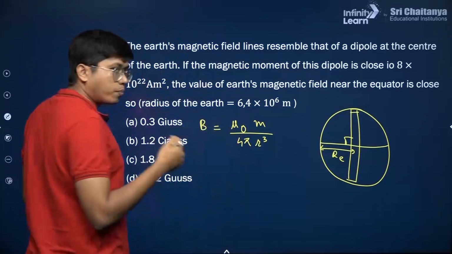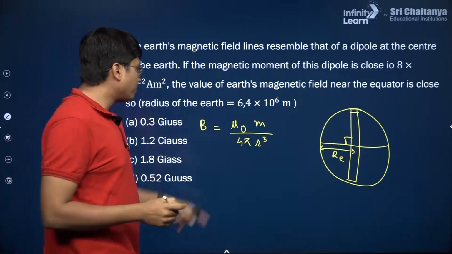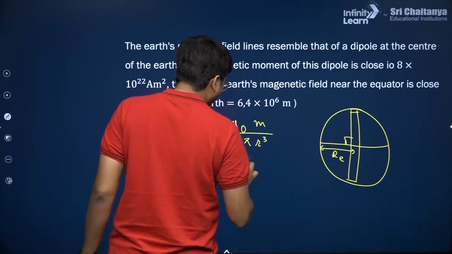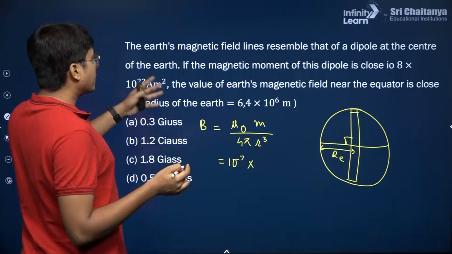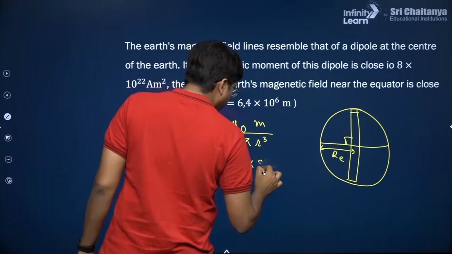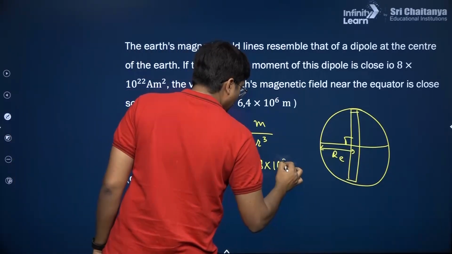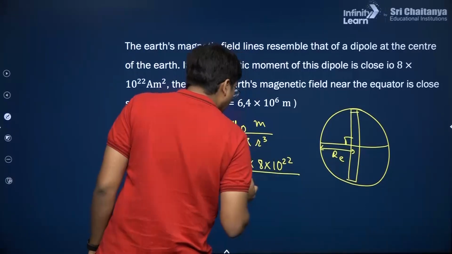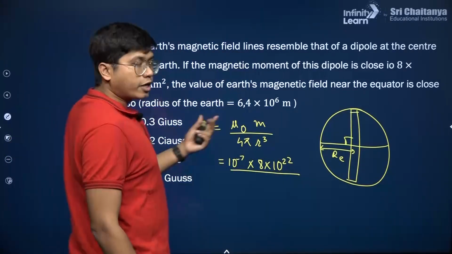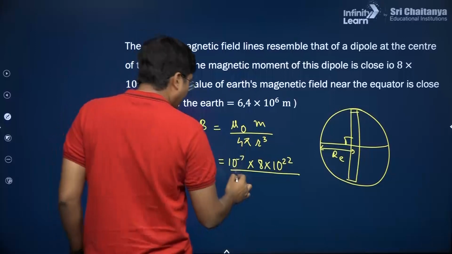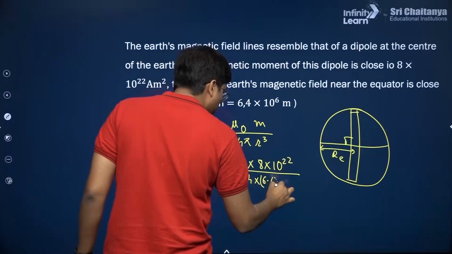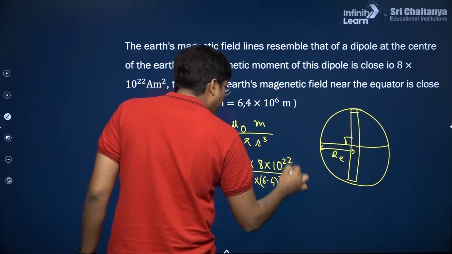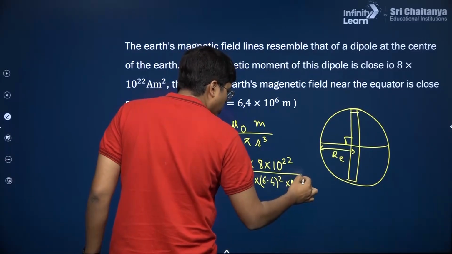Now mu naught is 4 pi into 10 to the power minus 7 divided by 4 pi just leaves you 10 to the power minus 7 into m, the magnetic moment, that is given as 8 into 10 to the power 22, divided by r cube. R is 6.4 into 10 to the power 6. So when I write it, I'll write it as 6.4 into 6.4 square into 10 to the power 6 cube, which is just 10 to the power 18.